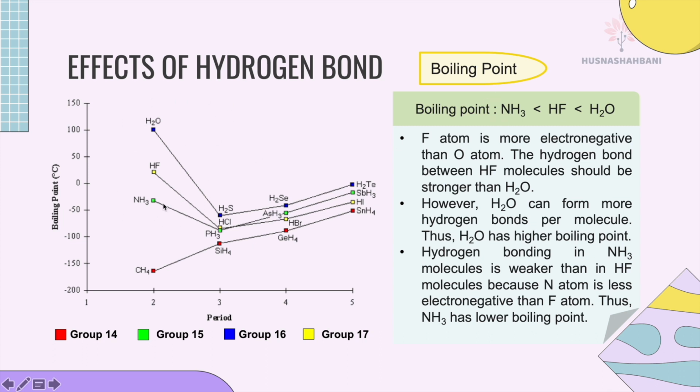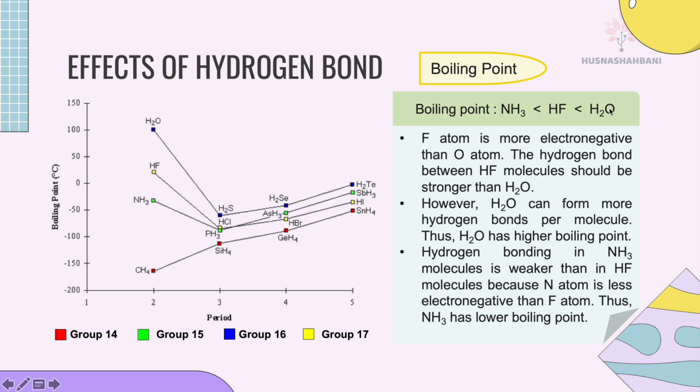Boiling point, if you look at the graph, the boiling point of NH3 is lower than HF, and then HF boiling point is lower than H2O. F atom is more electronegative than O atom. The hydrogen bond between HF molecules should be stronger. So suppose this HF has stronger hydrogen bond, the boiling point is supposed to be higher because it's more electronegative. But H2O can form more hydrogen bond per molecule.